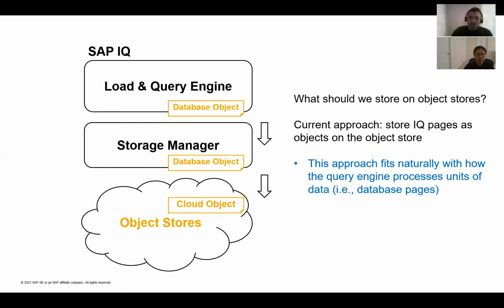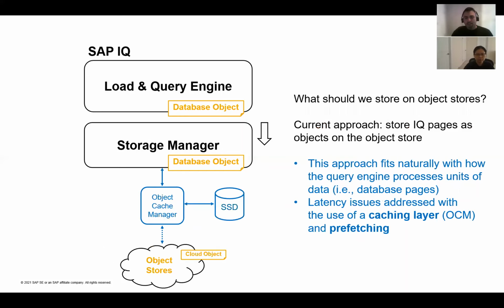We found that this approach fit more naturally with how the query engine processed units of data, but this didn't address other issues such as latency. And for that, we implemented a caching layer we call the Object Cache Manager that uses SSD devices attached to EC2 instances to cache data. This, coupled with the prefetching that I've discussed earlier, allowed us to address many of these latency issues.